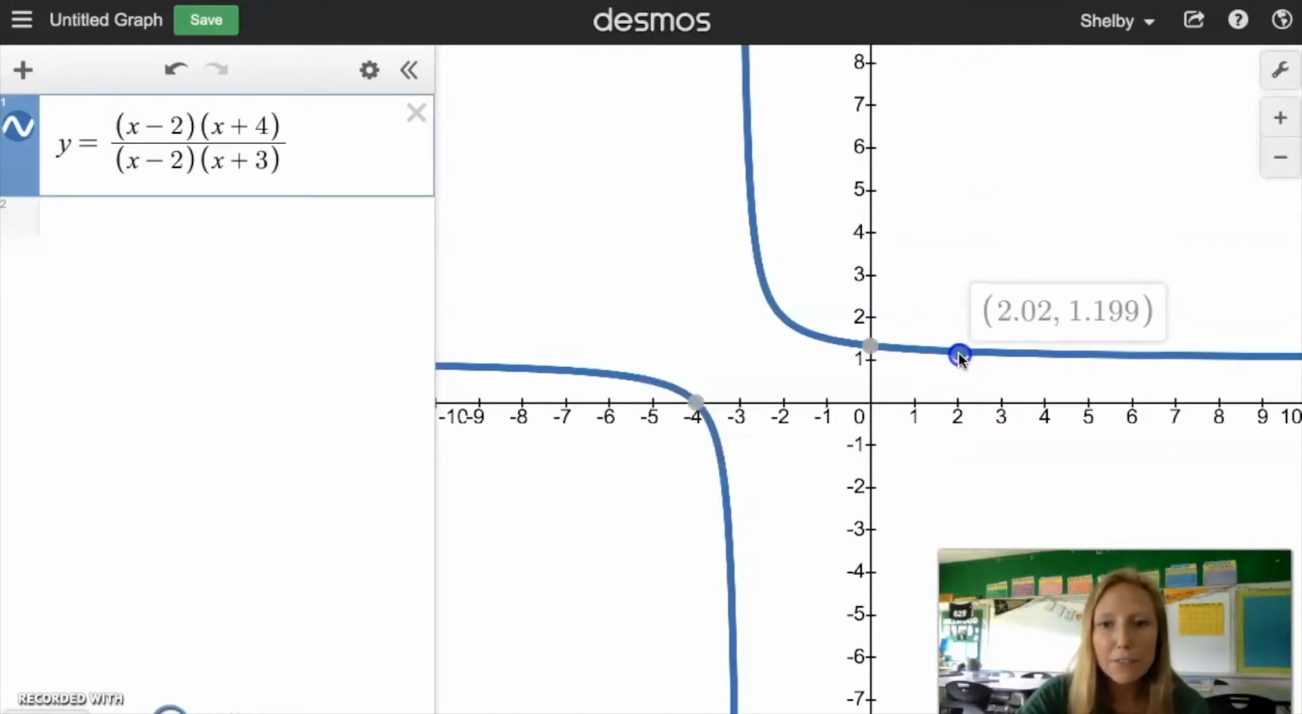If I click on this graph at 2, notice it says that it's undefined. When x is 2, the y value is undefined. And the way that that point shows up on the graph is it's an open circle. It's not filled in. This is what is called a hole in the graph. And so a hole occurs when you have a factor that cancels out in a rational function. So the factor in the denominator, the x plus 3, the factor that did not cancel out, that creates a vertical asymptote on the graph at negative 3. But the factor in the denominator that did cancel out, the x minus 2, that creates a hole in the graph, and in this case it would be when x is positive 2.